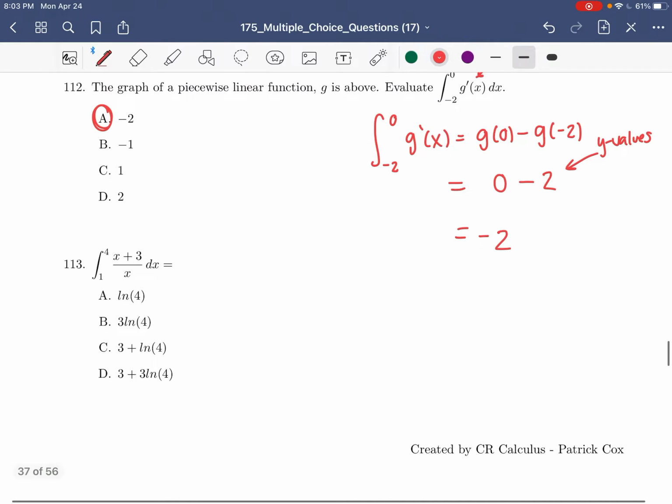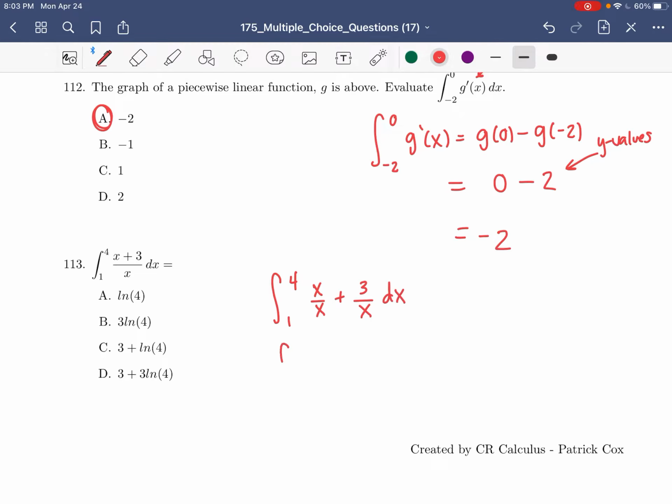All right, 113, we need the integral from 1 to 4 of x plus 3 over x. For this, we should really just split it up to x over x plus 3 over x, which simplifies to 1 plus 3 over x. Then I can take the antiderivative, which ends up being x plus 3 natural log of x, evaluated from 1 to 4. And then I just plug it in.